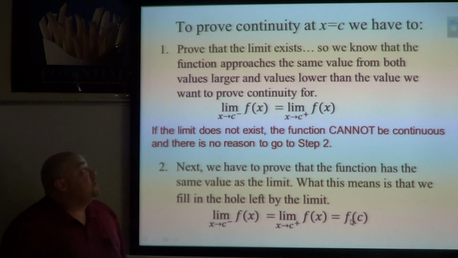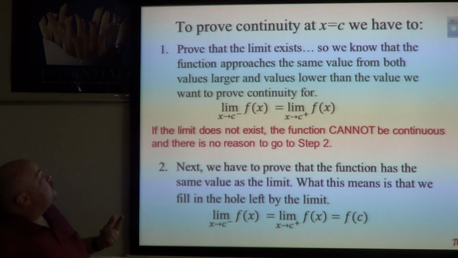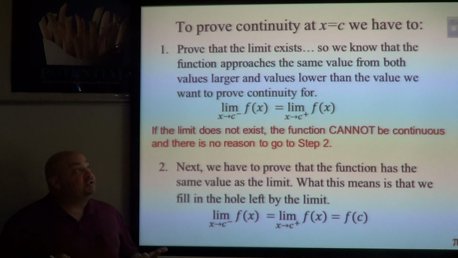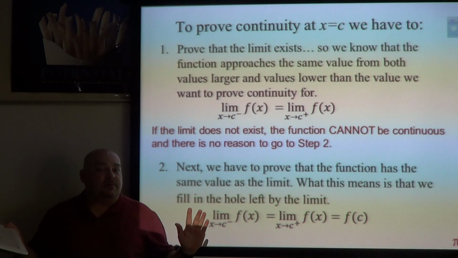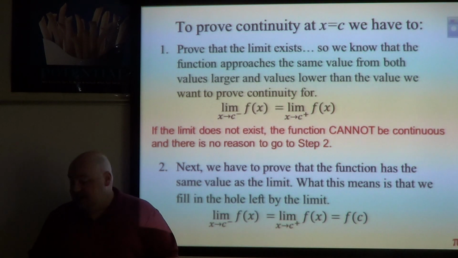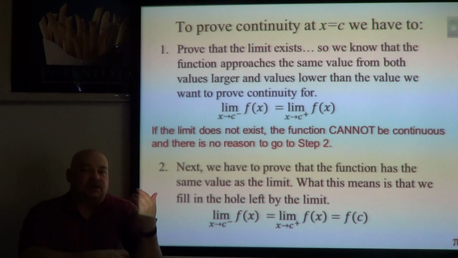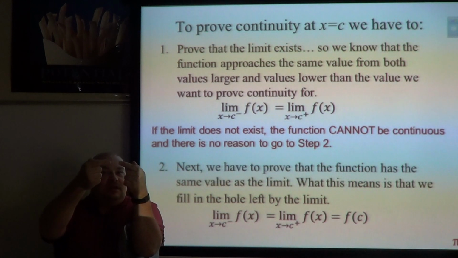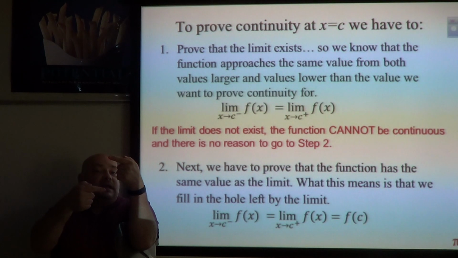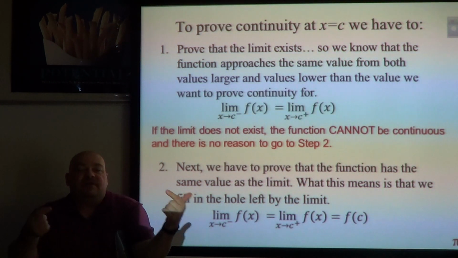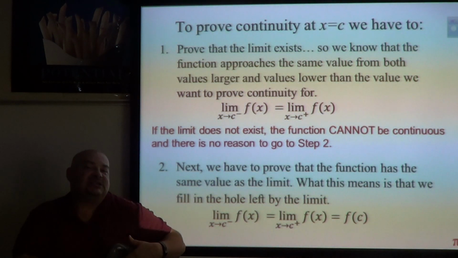All right, now, to prove continuity at x equals c, we have to do a few things. First, we have to prove that the limit exists as x approaches c. If the limit does not exist as x approaches c, we can stop. Because if the limit doesn't exist, then the function is not going to approach the same value as we get closer and closer to c. If the two sides don't go to each other, let's say they go like this, well then that's a jump discontinuity and we can't fill that hole. Or if it goes off to infinity, we can't fill that hole. It has to go to the same value, so the limit has to exist.